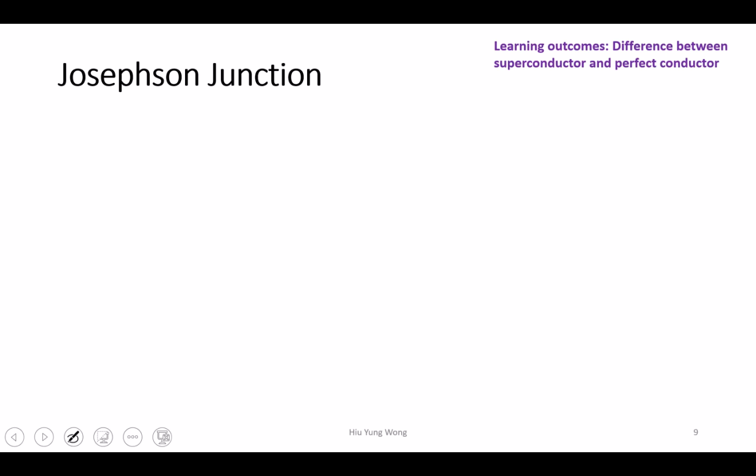About this, let's go directly to the Josephson Junction. So what is this? Why is this so special? It's very simple. It is a superconductor sandwiched with an insulator.